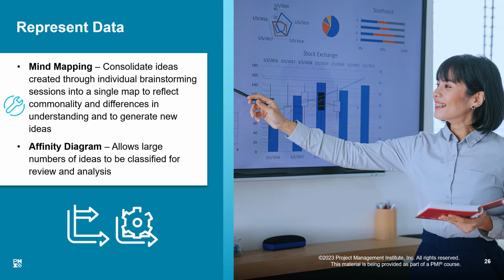Maybe in form of a big chart or something like that. People could contribute, people could draw on that and things like that. Then we have got the affinity diagram. That allows for large number of ideas to be classified for review and analysis.